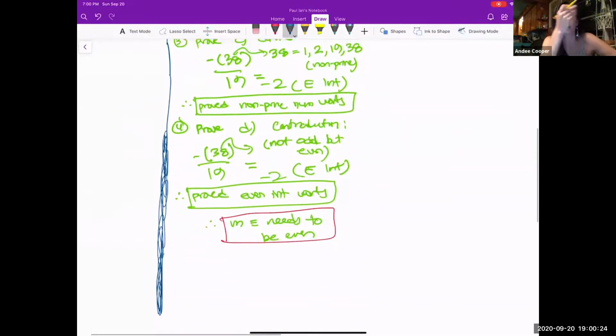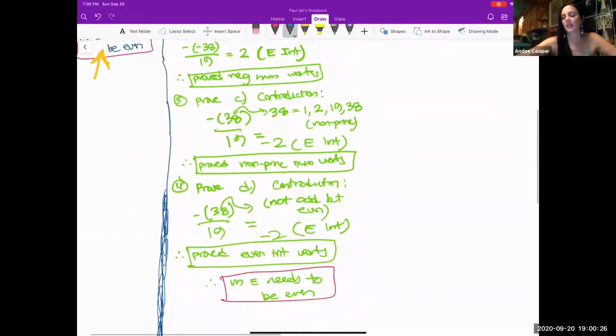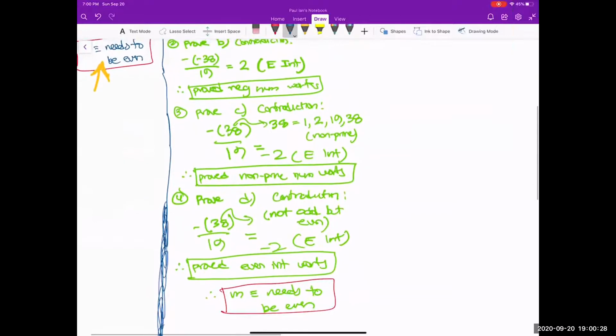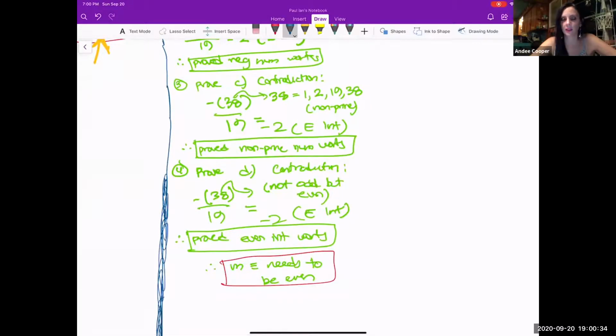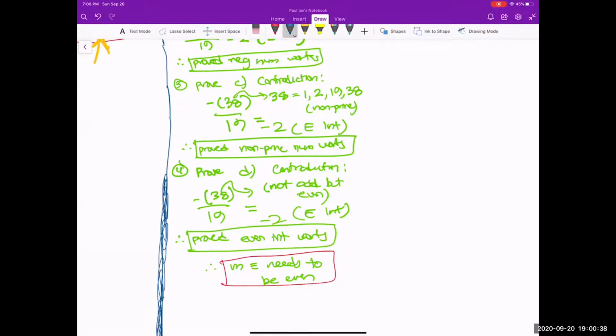And I guess the way to disprove that would be if there was a multiple of 19 that was an odd number. Exactly, the opposite. But can you do that one? I don't think there is an odd number that's a multiple of 19, right? Yeah, there isn't one. So that's why it's always true.